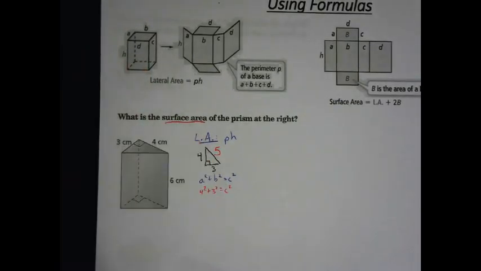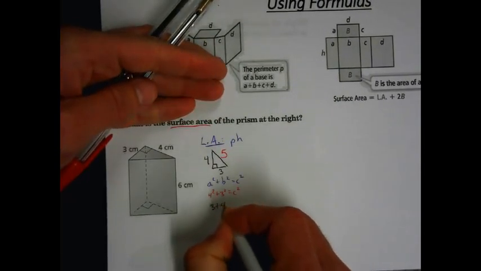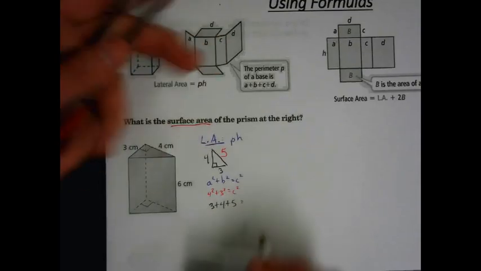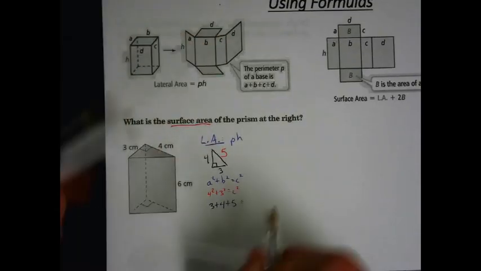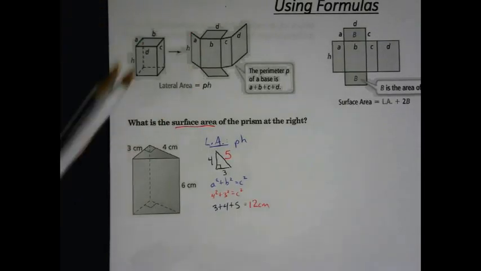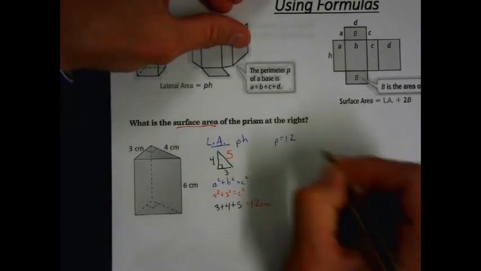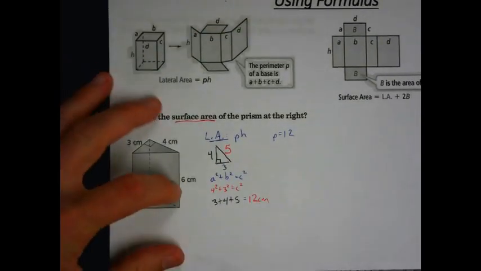We can now find the perimeter of the base. And the perimeter of the base, of course, is going to be 3 plus 4 plus 5. Better known as 12, right? Why did that take me a second? So the perimeter of our base is 12 centimeters. We have now found the perimeter of our base. So the lowercase p is 12. All we need now is the height.